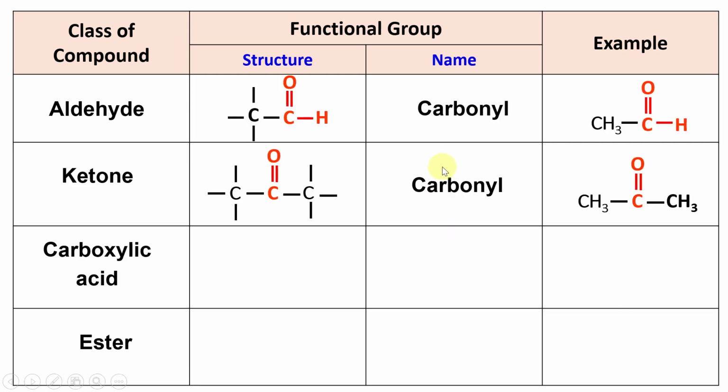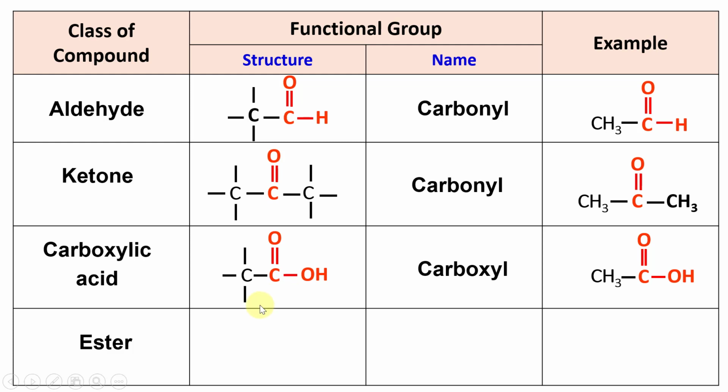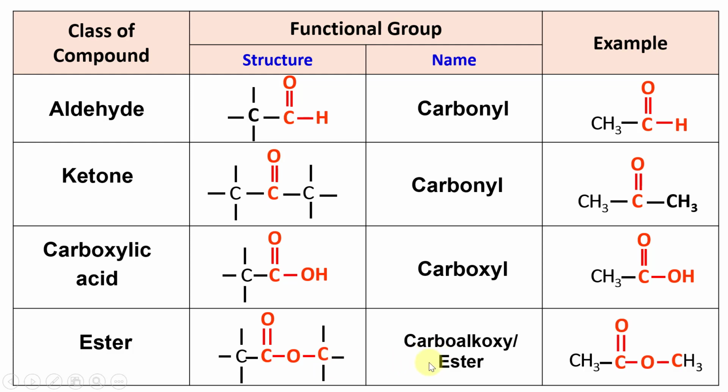Aldehydes and ketones both have the same functional group, which is the carbonyl group, the C=O group. But in aldehyde, one side of the carbonyl group has a hydrogen atom, while the other side has a carbon atom, except for methanal. In ketone, both sides of the carbonyl group have carbon atoms. In carboxylic acid, it has the C(=O)OH group, which is called the carboxyl group. In ester, it has the C(=O)OC group, which is called the carboalkoxy or ester group.